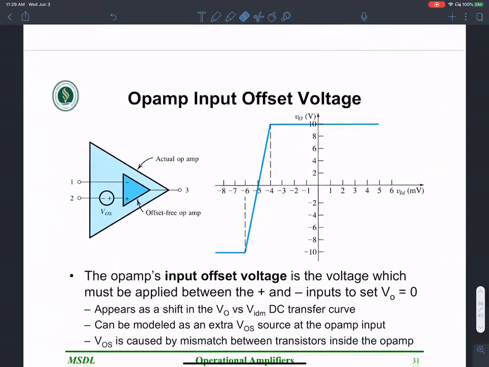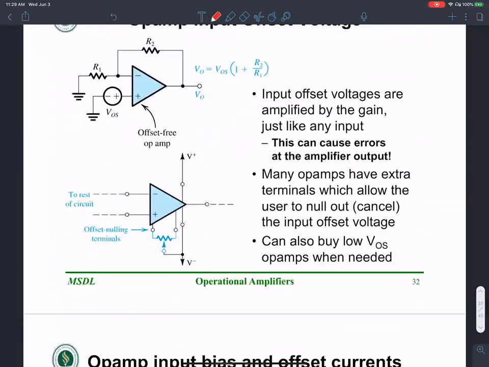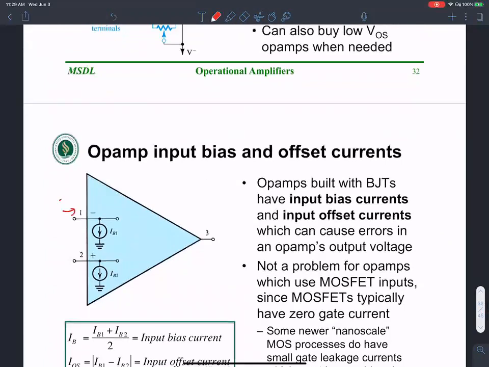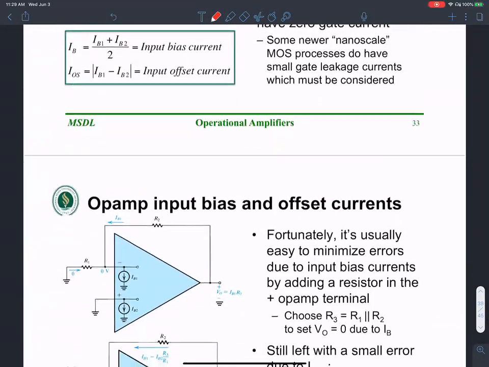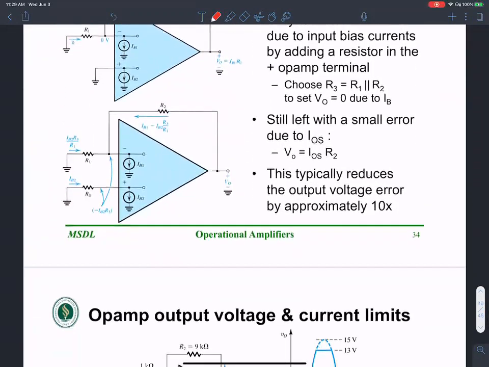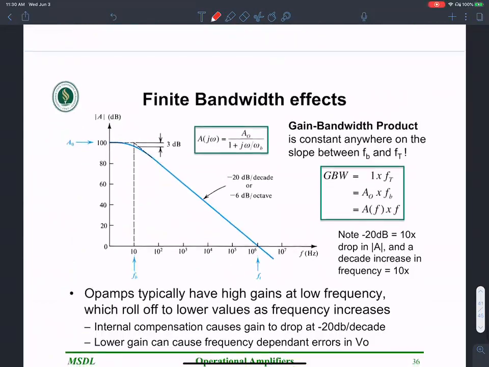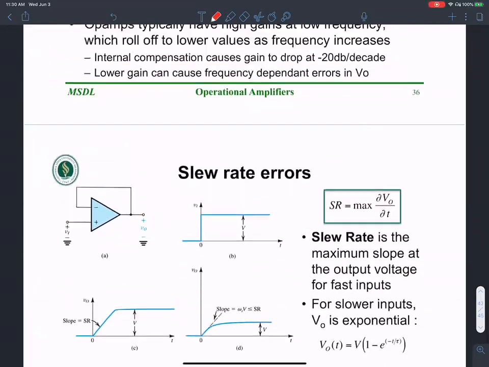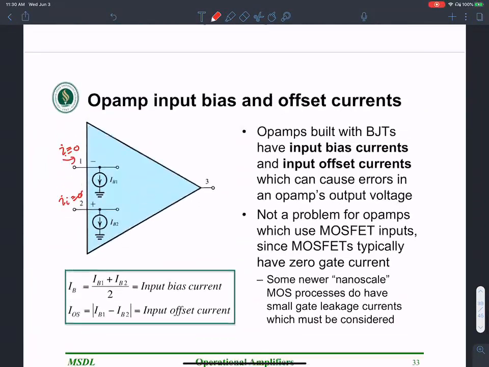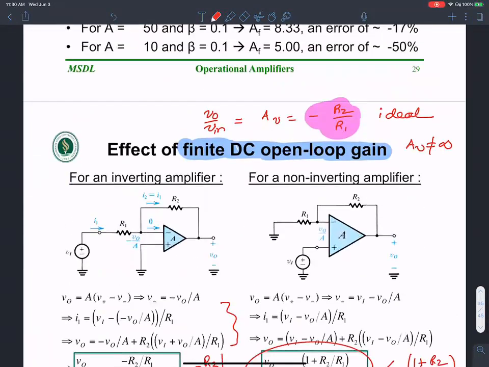The input offset voltage: what happens if there is a mismatch between these two terminals? And what if the current that is going into the OpAmp, which I initially assumed to be zero, is not zero? What happens if there is some current going into the OpAmp? So there are certain non-idealities that deviate the behavior from the ideal scenario. I don't think I have time to go into that right here, but there's a little bit of gap that I'm leaving, and I ask that you read through that.